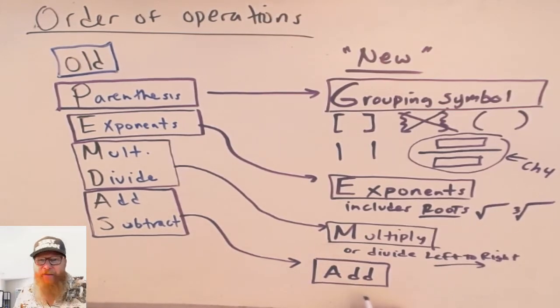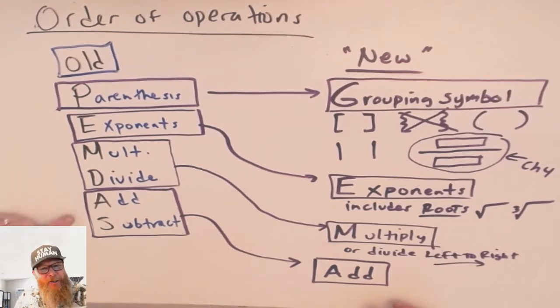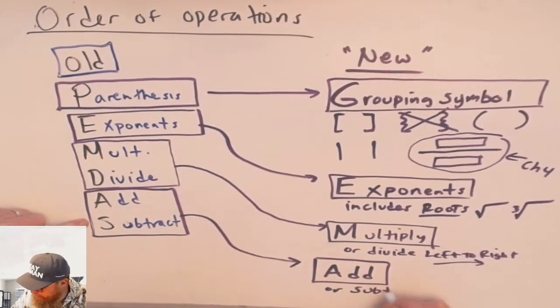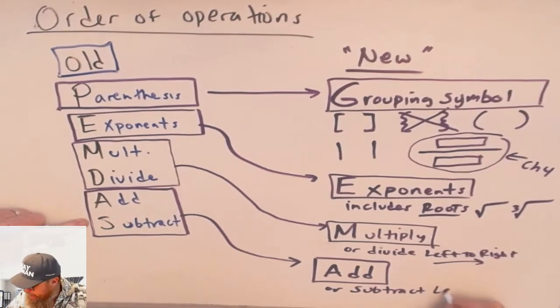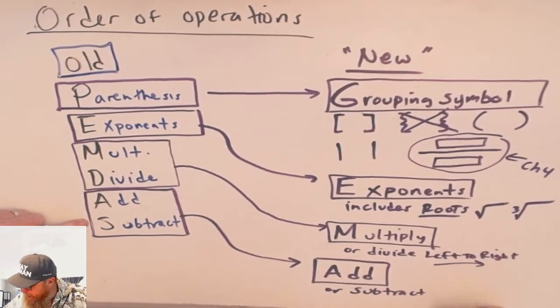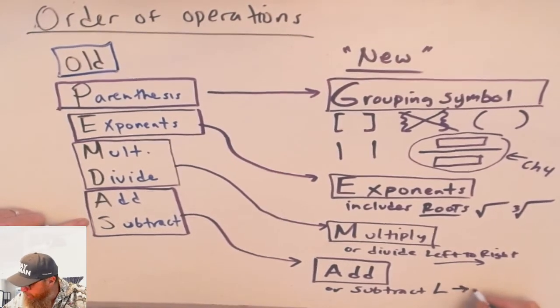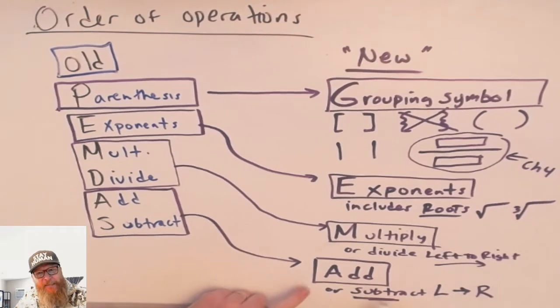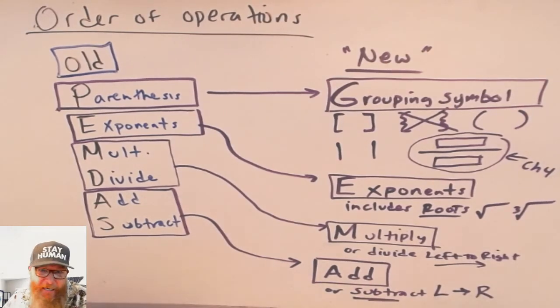And if you look back at lessons 3.2 and 3.3, you'll recall that I talked about adding and subtracting as if they were the same thing. So I will say add or subtract. Again, I'm just going to put L for left, arrow R, left to right. And remember, the rules for subtracting are exactly the same rules as addition.